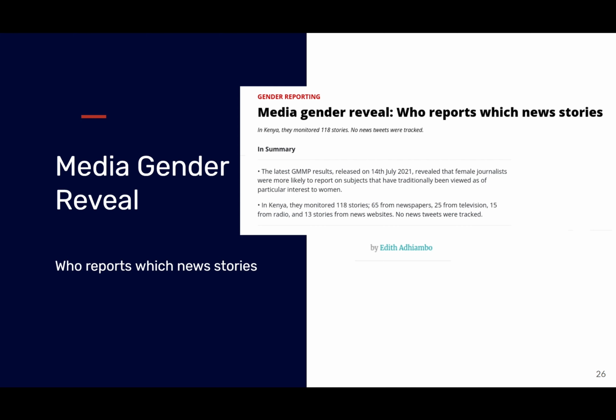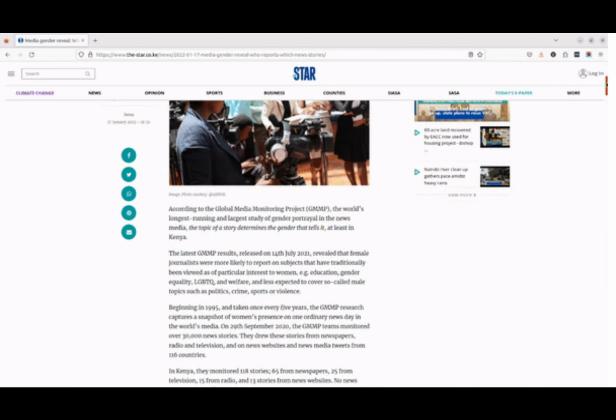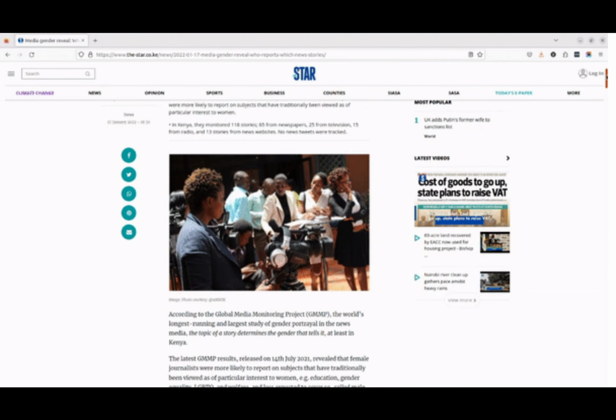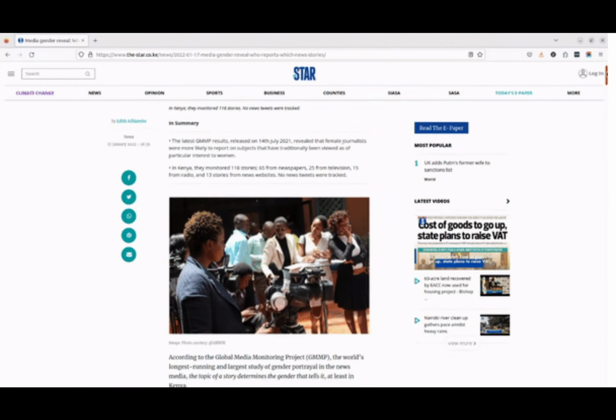An example of this is the piece Media Gender Reveal, Who Reports Which News Stories by Edith Athiambo Magak. Edith sought to discuss the findings of the Global Media Monitoring Project, GMMP, which is the world's longest-running and largest study of gender portrayal in the news media.